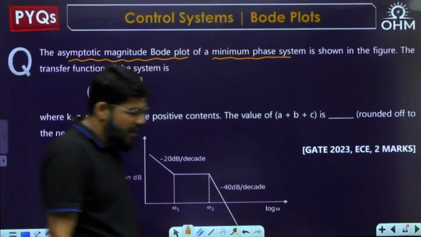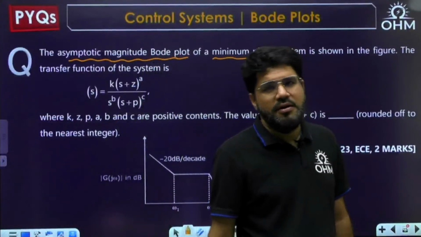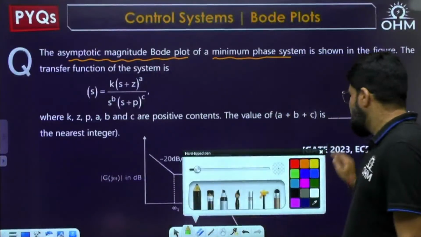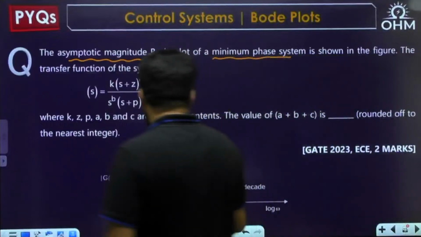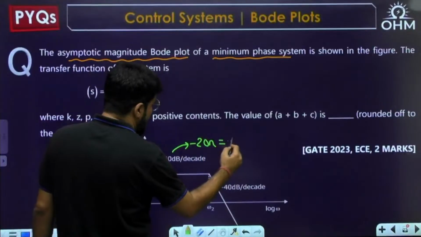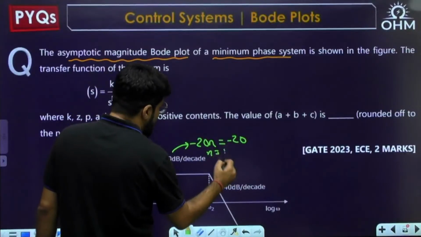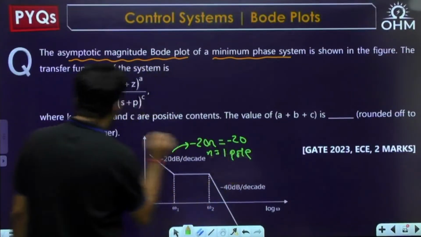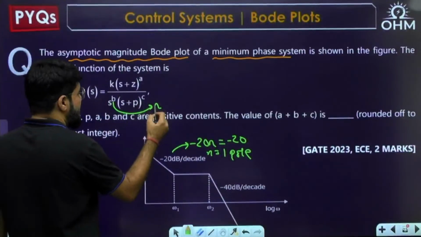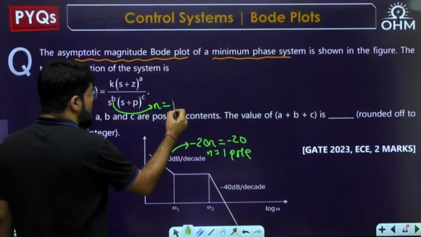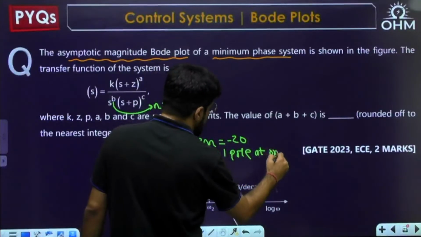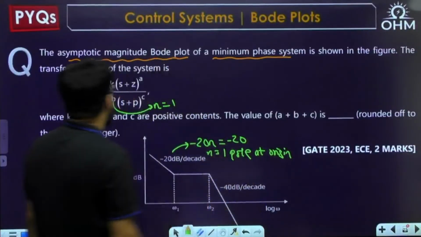So it's like the transfer function analysis only, but converted to a different format. What is a plus b plus c? Primarily simple only. Now see, initial slope is minus 20 n, which is minus 20. So n equal to 1, a pole at origin. S power n is written as s power b, so b is equal to n, which is 1. There is 1 pole at origin, so b is obtained.